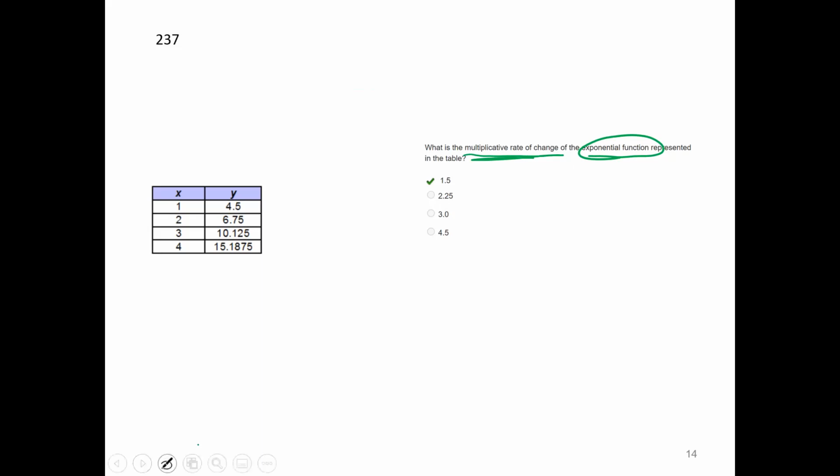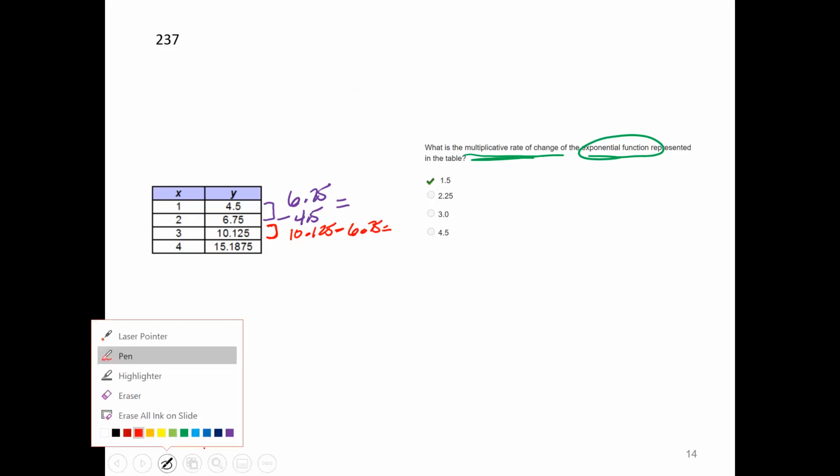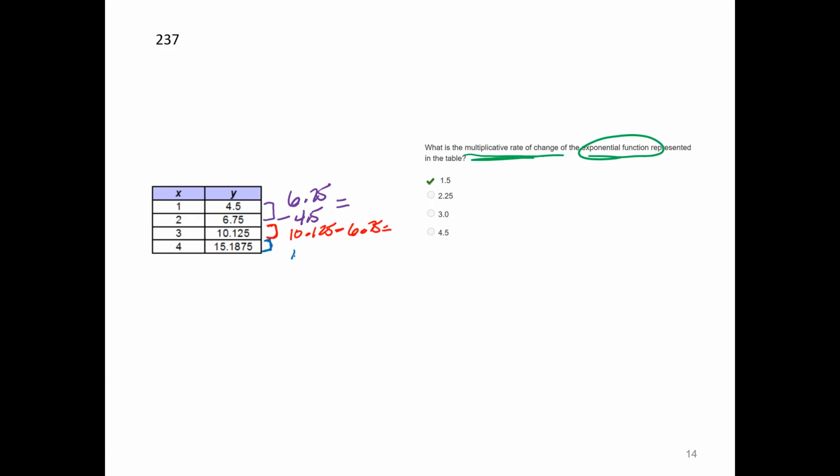Okay, so what we're gonna do first is take a look at the differences here, okay? So 6.75 minus 4.5, what does that equal? Grab your calculator and do that. Then you're gonna do the same thing between these two: 10.125 minus 6.75. What does that equal? And you're gonna do exactly the same thing with the last one: 15.1875 minus 10.125. Grab your calculator and fill in the blank that I'm highlighting right there in yellow. So do that first.